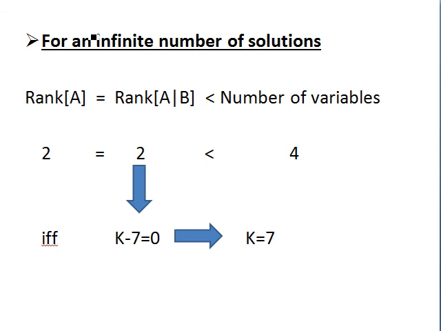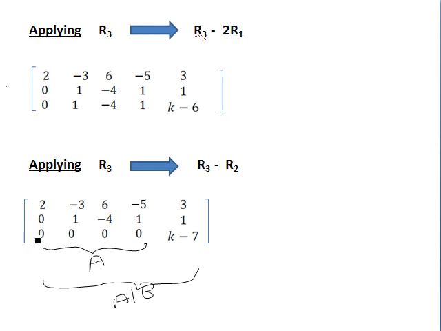Next we know that for an infinite number of solutions, the rank of matrix A must be equal to the rank of the augmented matrix AB, and which should be less than the number of variables. So here the number of variables is 4, that is x, y, z and t. The rank of matrix A is 2 because there are two non-zero rows, first row and second row. Next is the rank of augmented matrix AB.